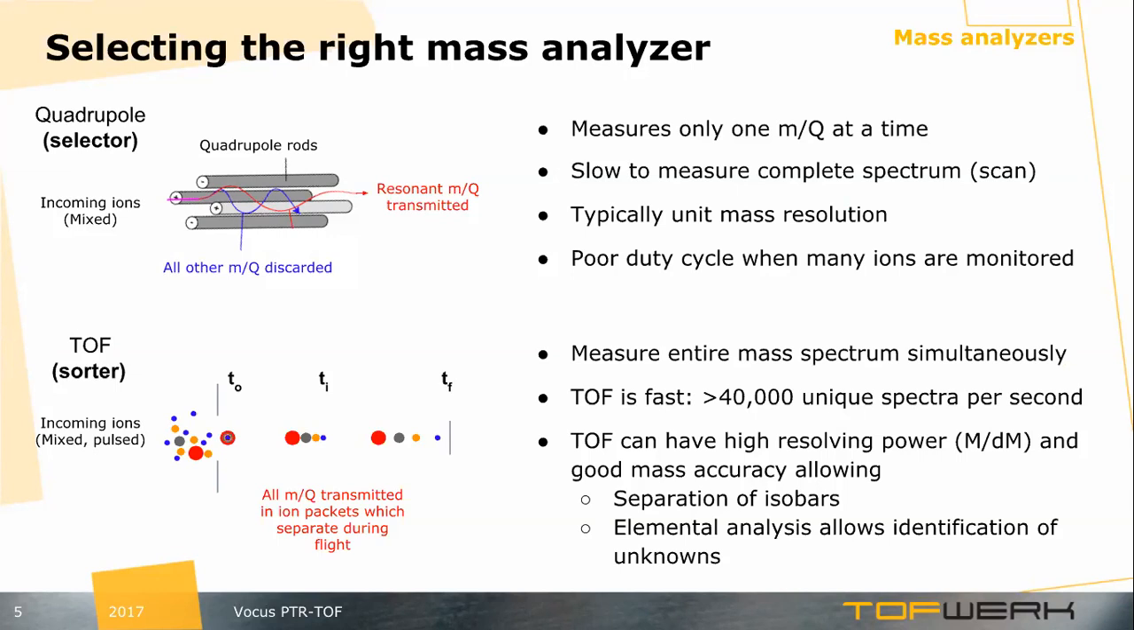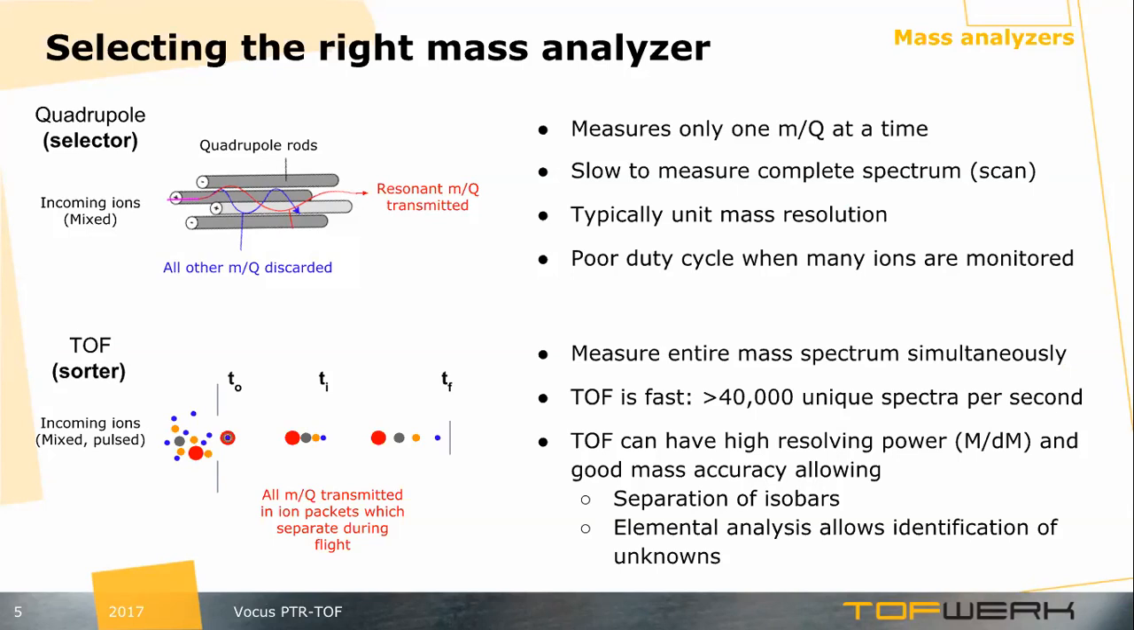A TOF you can think of more like a sorter. If we have an incoming mixed ion population, we give them a fixed amount of energy and shoot them across a set distance and measure their time of flight by measuring their arrival times. In this way, we can acquire an entire mass spectrum at the same time, because as we pulse these ions through the mass spectrometer, they separate and we measure them all very quickly. We can do this whole process very fast, more than 40,000 times per second. And in this way, we can get a very high sensitivity, so our duty cycle is quite high.